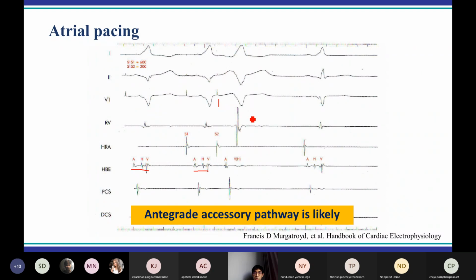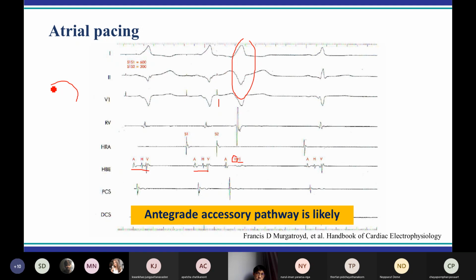And you could see that there is still some conduction down to the ventricle here, and the His signal comes after the ventricular signal. You can assume that there is an anterograde accessory pathway here. I will explain why.